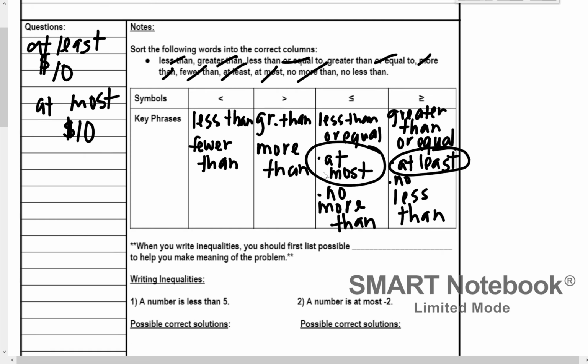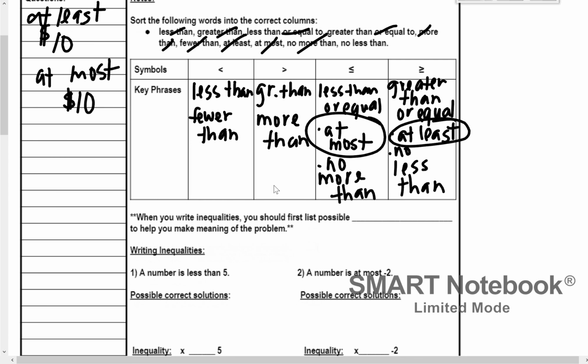All right, we're going to get into writing inequalities, which is why we went through the certain words that match with those symbols. And when we write inequalities, the first thing we should do is list possible solutions. Okay, we did that yesterday without even knowing it.